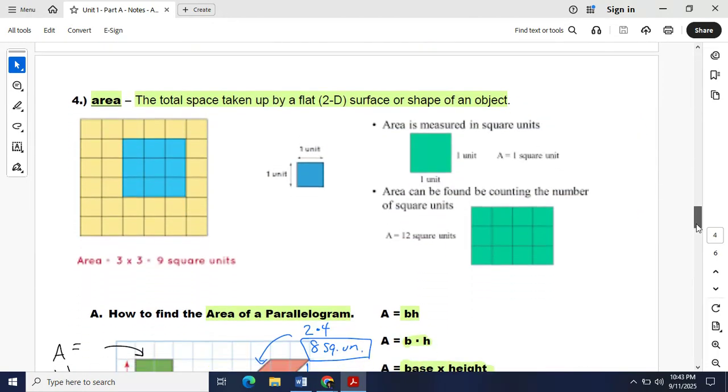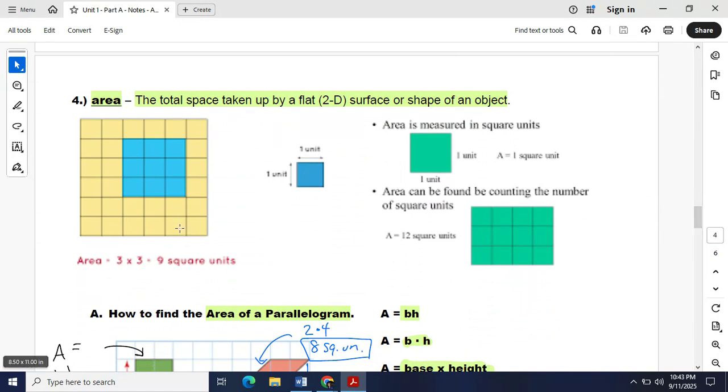Alright, let's take a look at what area means. Area represents the total space taken up by a flat 2D surface. In class we mentioned that you could find volume, which is the amount of space inside a 3D object like the classroom. Area is how much space is taken up on a 2D surface. So, area is measured in square units.